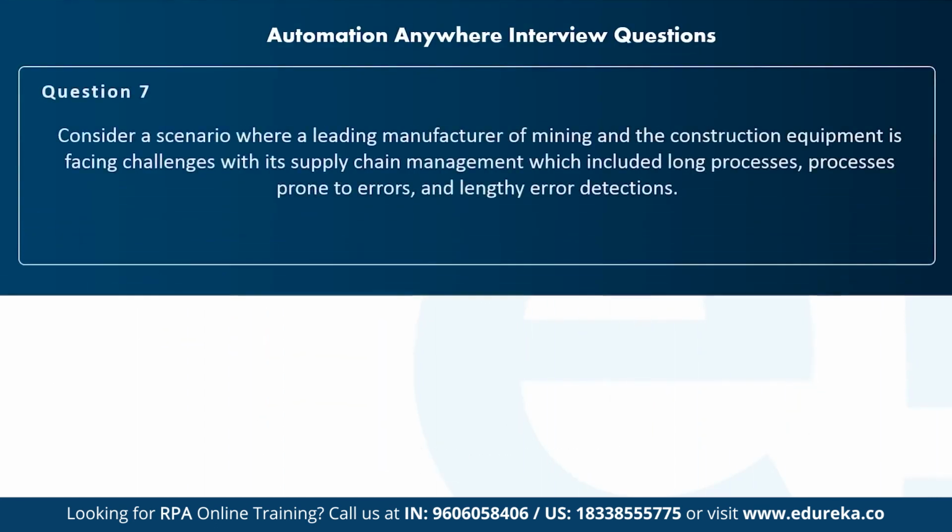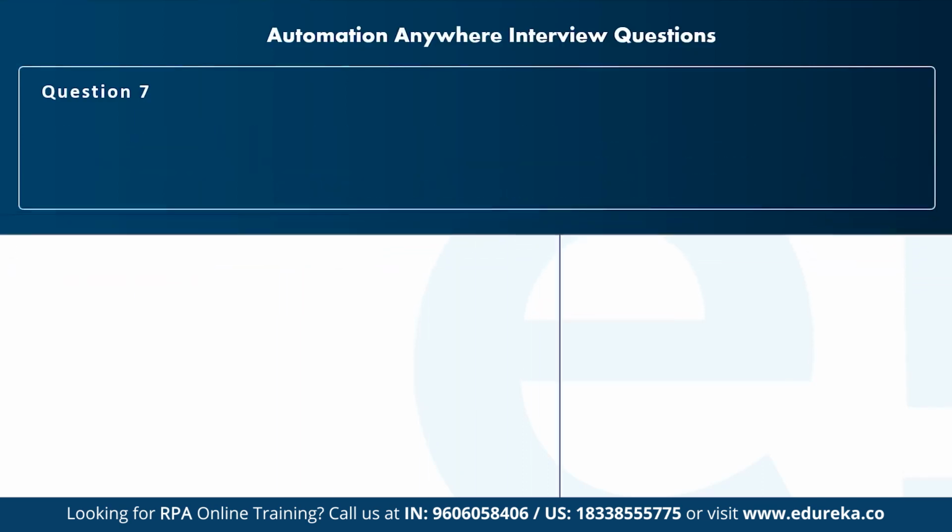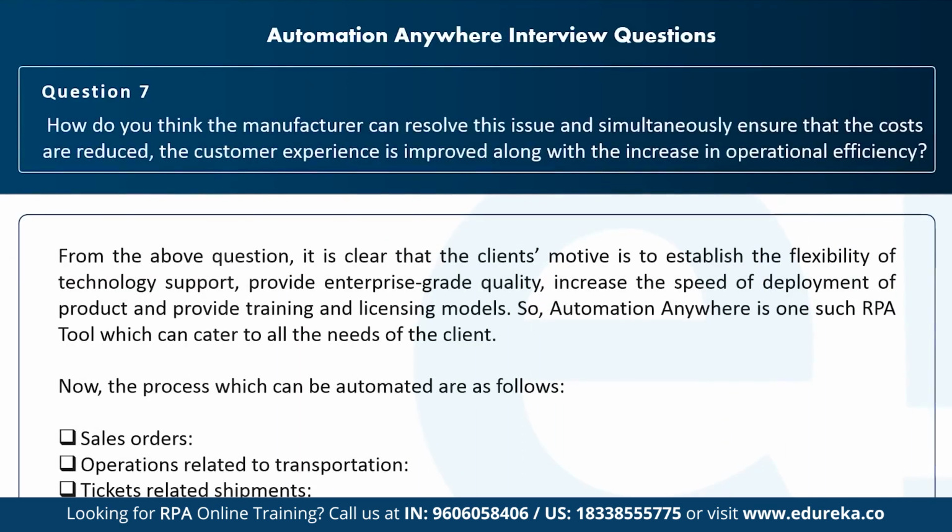Now moving forward with our next question, that is, consider a scenario where a leading manufacturer of the mining and the construction equipment is facing challenges with its supply chain management, which includes long processes prone to errors, and also lengthy error detections. Now, how do you think the manufacturer can resolve this issue and simultaneously ensure that the costs are reduced, the customer experience is improved, along with the operational efficiency to increase?